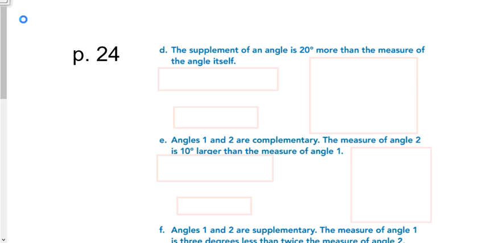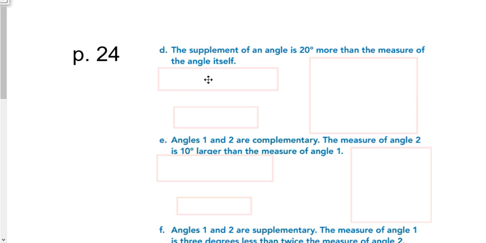Welcome back. This is page 24. It says the supplement of an angle is 20 degrees more than the measure of the angle itself. So we know that supplementary angles are the two angles that add up to 180 degrees. So we don't know either of these two angles.